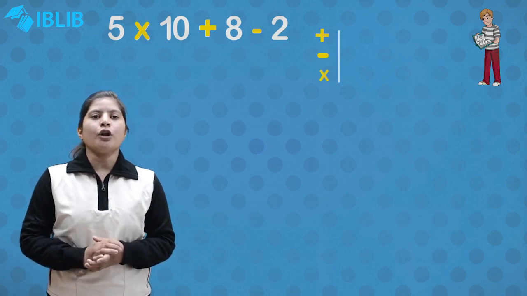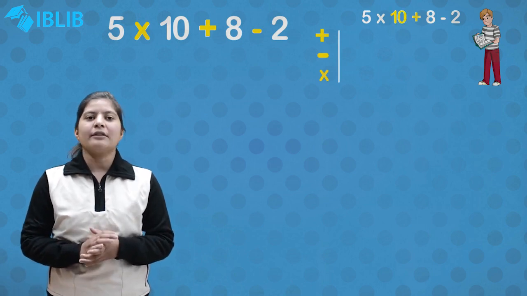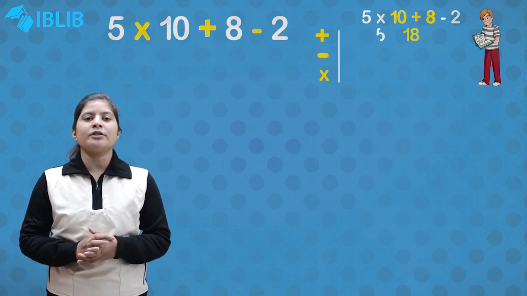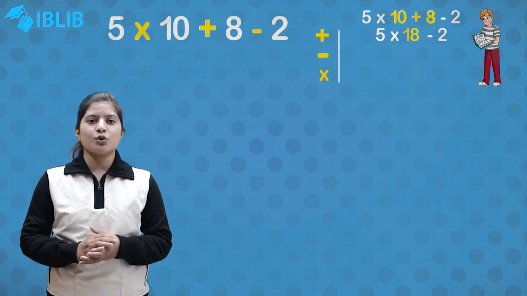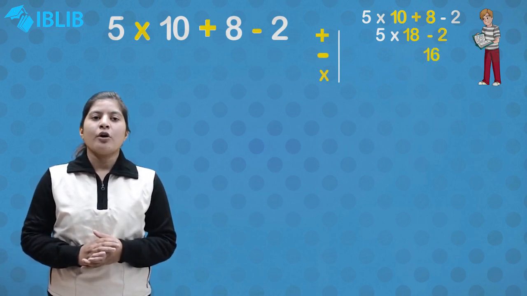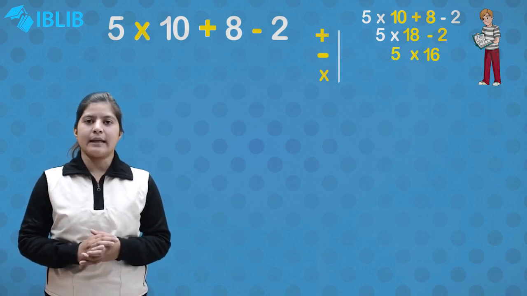Firstly, you will think, what should I perform first, whether addition, subtraction or multiplication? So, you decided to perform addition first, then subtraction and then multiplication. So, first of all, you will perform addition. 10 plus 8 will give you 18 and you will copy down the remaining part as it is. Now, you have decided to do subtraction. So, 18 minus 2 will give you 16 and you will copy down the remaining part. Now, 5 into 16 will give you 80. So, the final answer for this is 80.